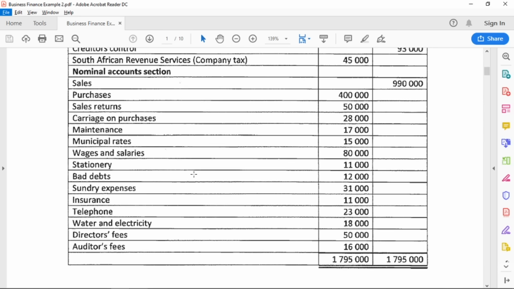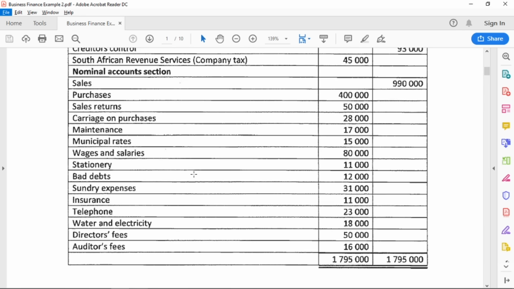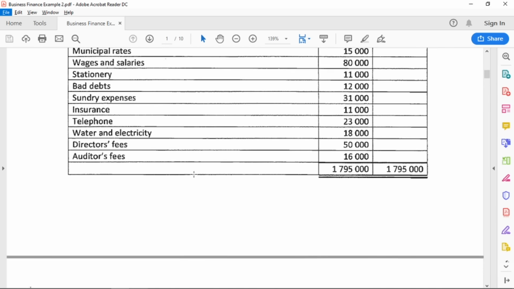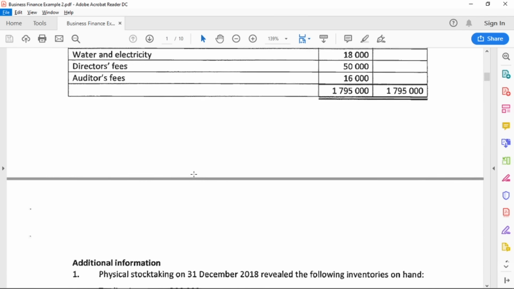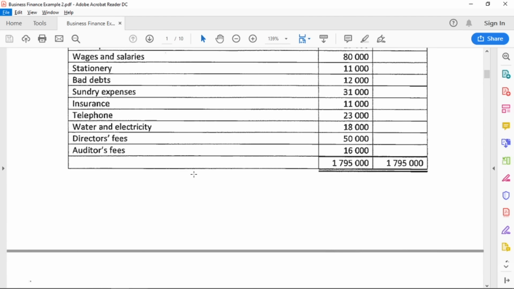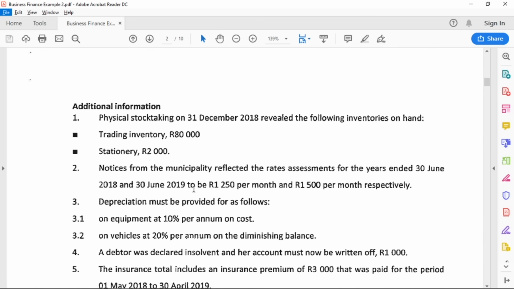If you know the format of the statement of comprehensive income, we start with our sales. So let's first look at our sales over here. We'll be looking at the pre-adjustment trial balance in conjunction with the additional information that we are given, because additional information may change some of the numbers we have in our pre-adjustment trial balance and may have new numbers that we need to take into account.